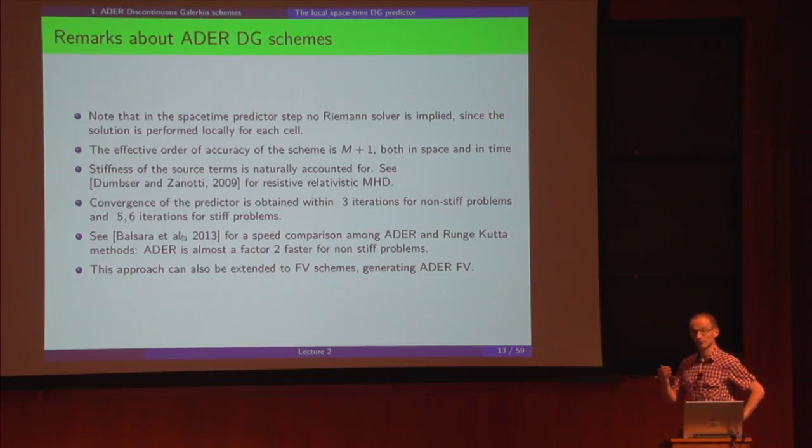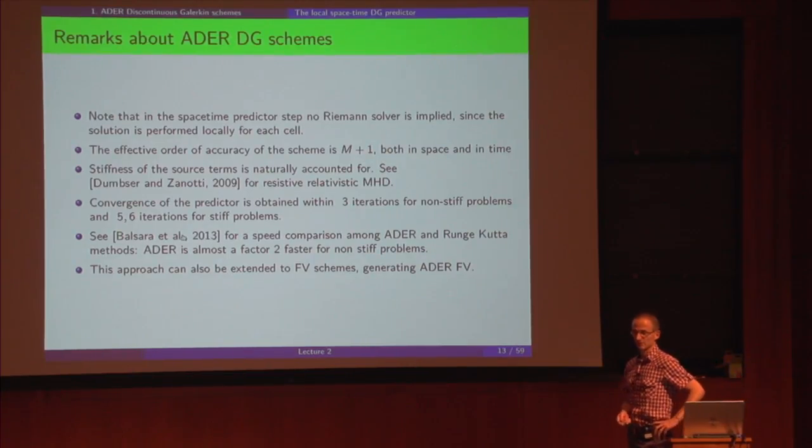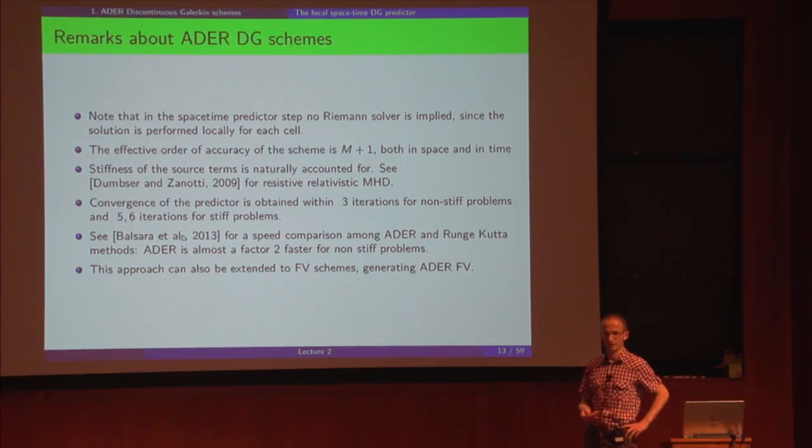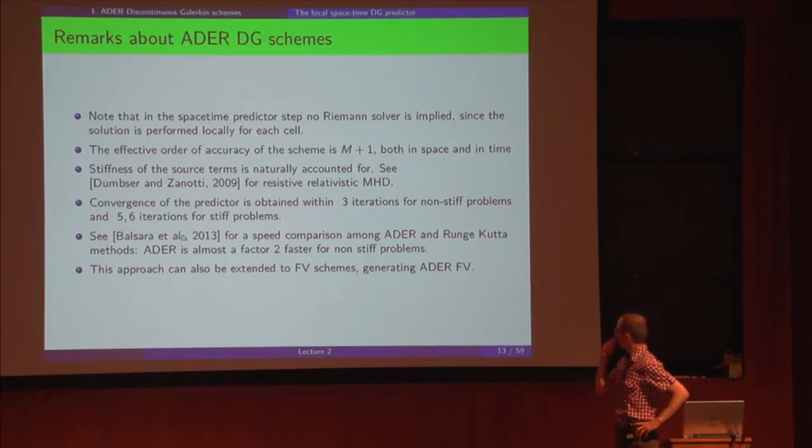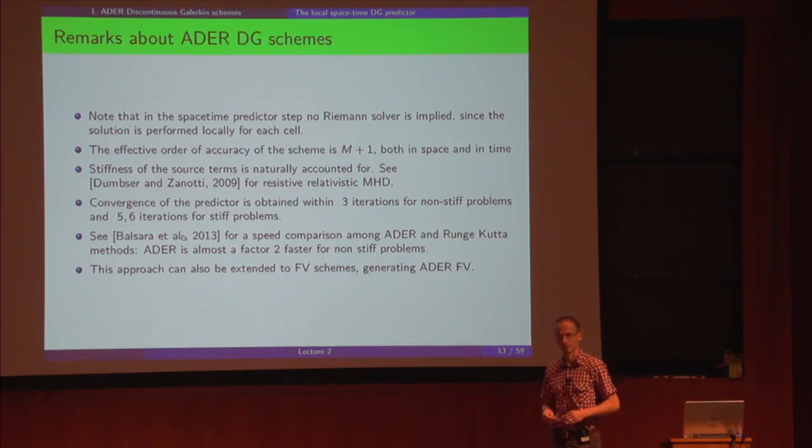In any case, this scheme that we have proposed over the years is very promising and successful. And again, because there are no substages of the Runge-Kutta, reduced MPI communications will be there.